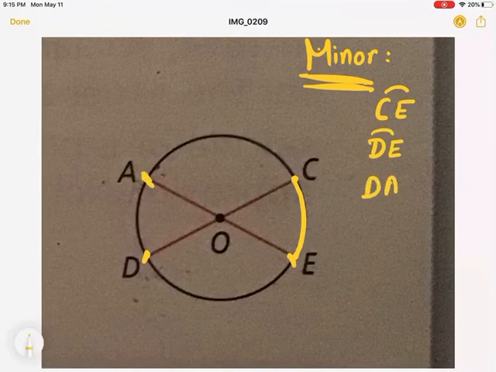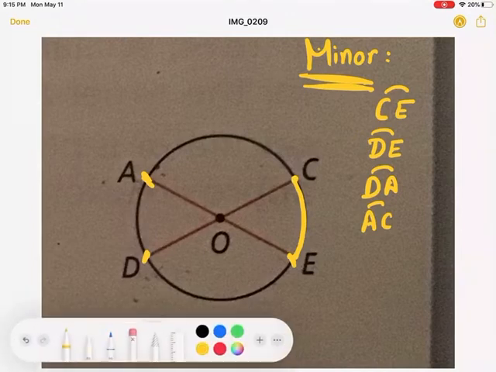DA could be another one. AC or CA could be another one. So these are the 4 names, or these 4 minor arcs I see on this circle here. Okay, now let's talk about the major one.